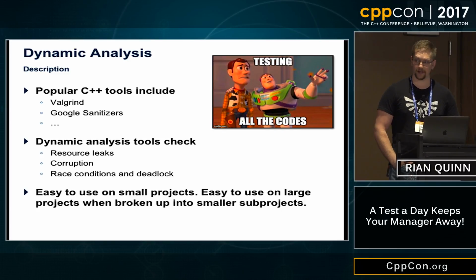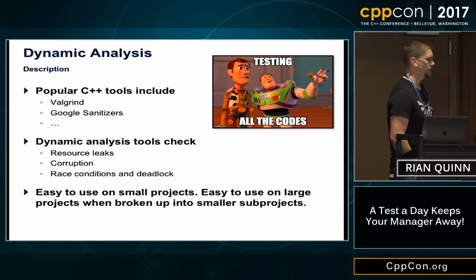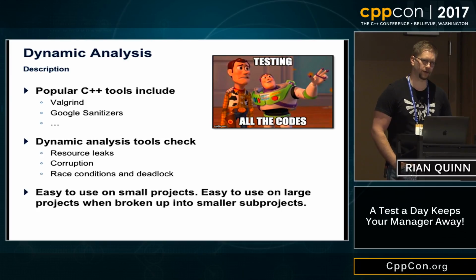So these tools are good at finding resource leaks. They're good at finding memory corruption as well. So I ran over a buffer or something like that. And they're also good at finding race conditions and deadlocks. Very easy to integrate into small projects. And they're actually really easy to integrate into large projects.